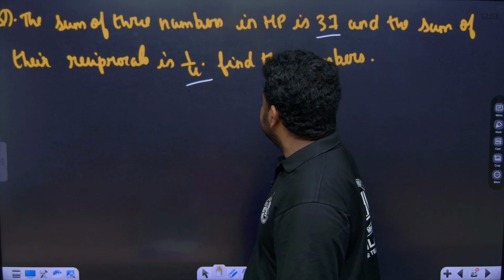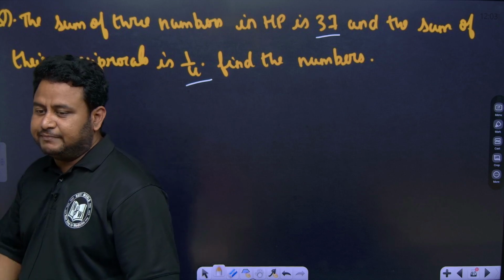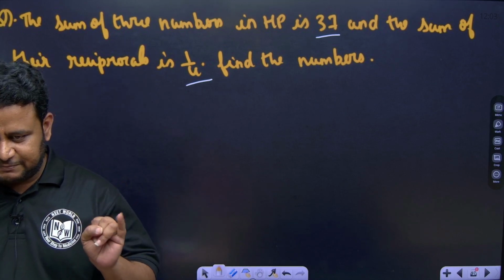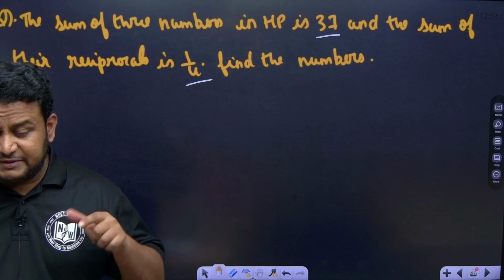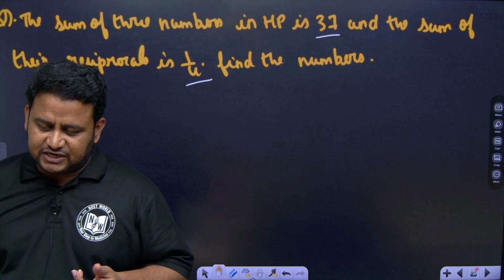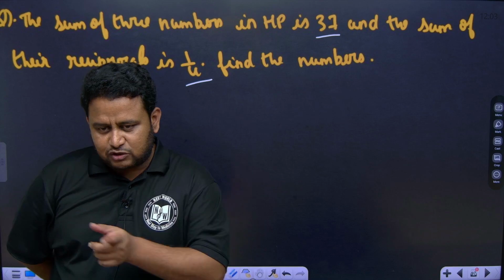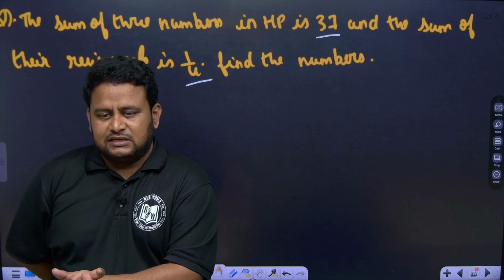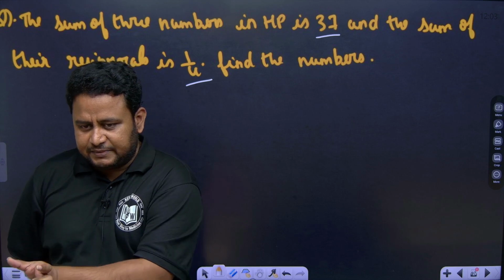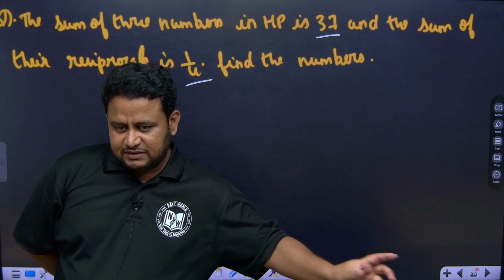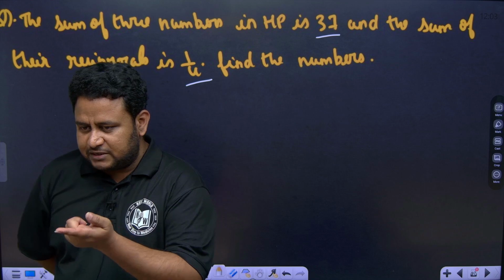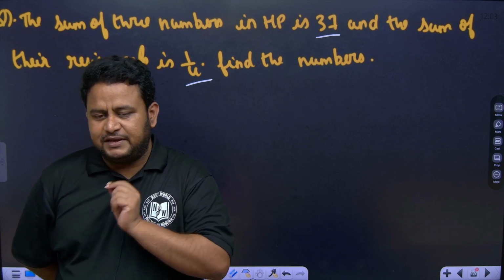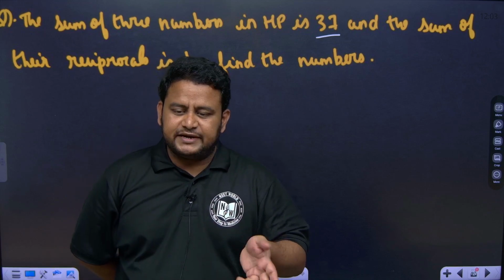The sum of 3 numbers are in HP. We have to take 3 numbers. I told you a concept, selection of terms in AP and in GP. When there are 3 terms, we take them as a, a plus d, a minus d, and the common difference is d. If it is 4 terms, we take a plus d, a minus d, a plus 3d, a minus 3d, and the common difference will be 2d. If it is an even number of terms, the common difference will be 2d. If it is odd, it is d.